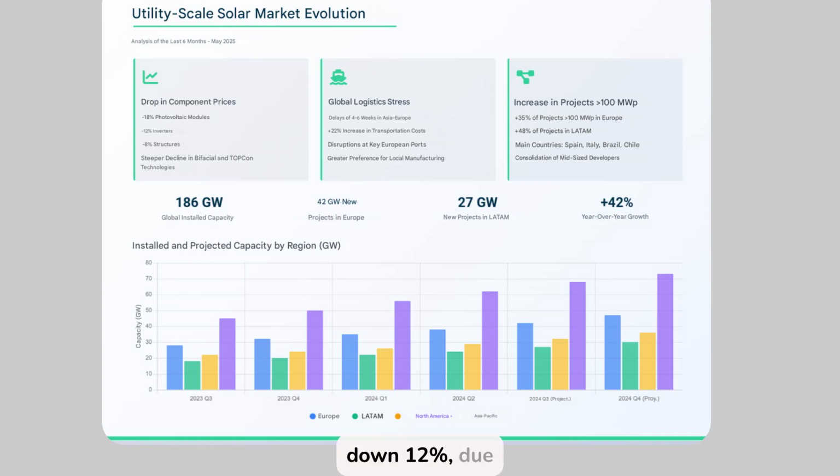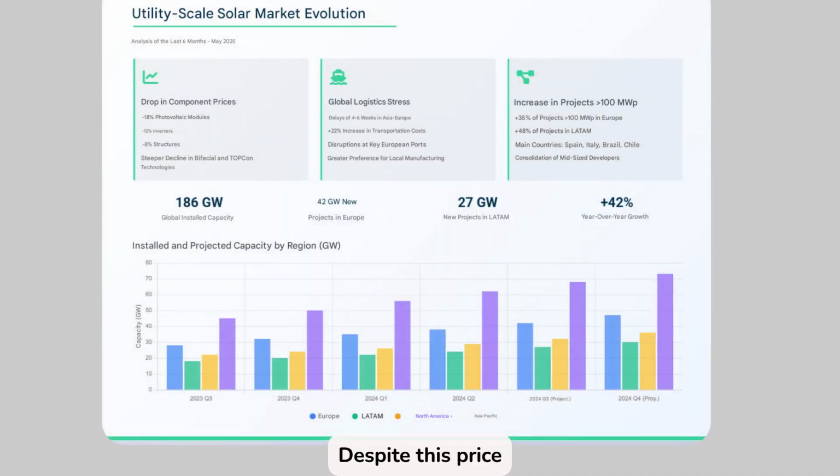Inverters, down 12%, due to the normalization of semiconductor supplies. Structural, down more moderately, 8%, but affected by the price of steel and logistics. This has had a direct impact on CAPEX, as we will see later.